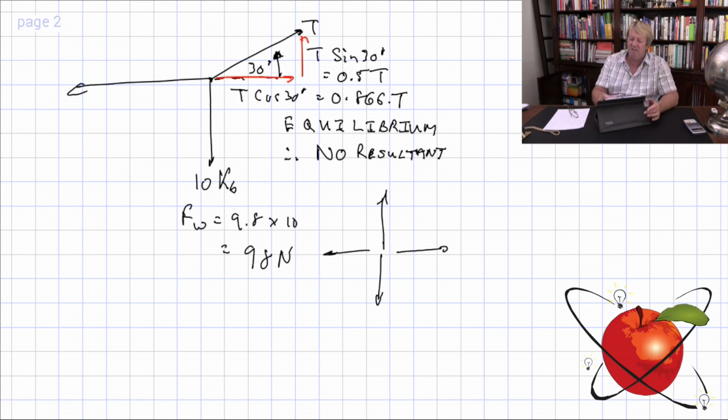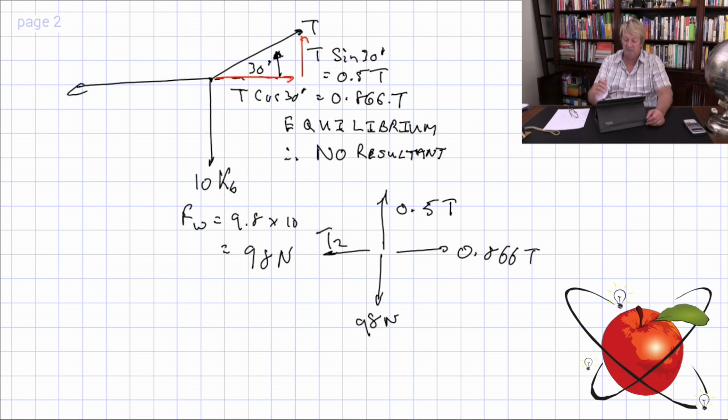So upwards here, we've got a force of 0.5t. Down, 98 newtons. To the right, we've got 0.866t. And to the left, we don't know. So let's call it T2. Right? So what do we do next?